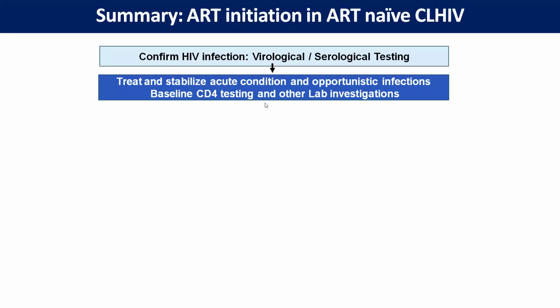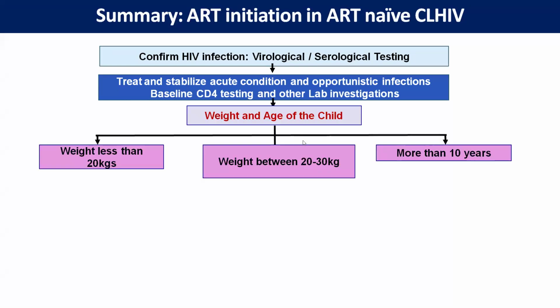So, what is the summary of ART initiation? Confirm HIV infection: if less than 18 months, virologically; above 18 months, serologically. Treat and stabilize the acute conditions and opportunistic infections. Baseline CD4 should be done, other baseline investigations should be done. Then you divide into three weight groups: less than 20 kg, 20 to 30 kg, and more than 30 kg. If weight is less than 20 kg, abacavir, lamivudine, and dolutegravir.